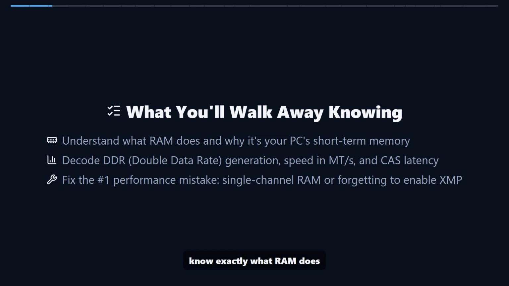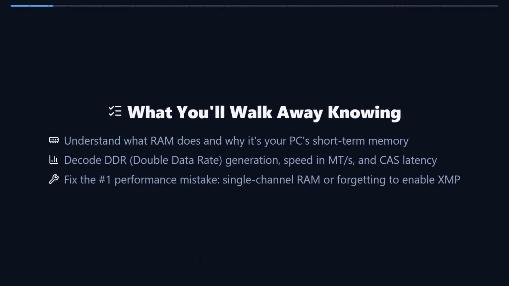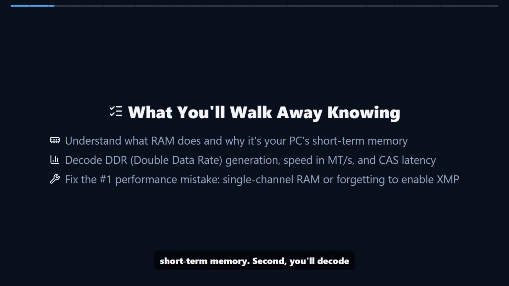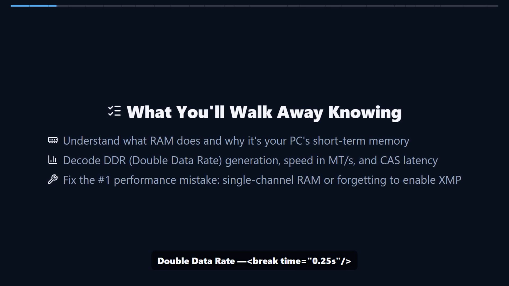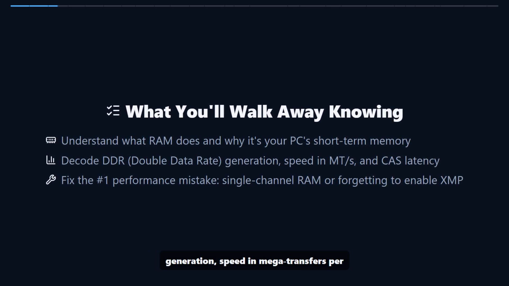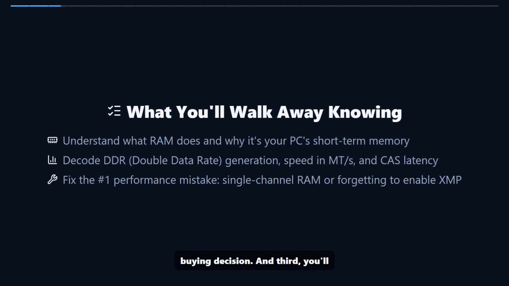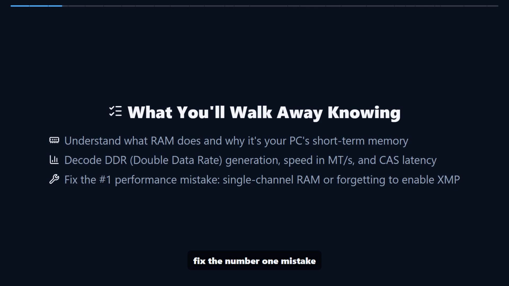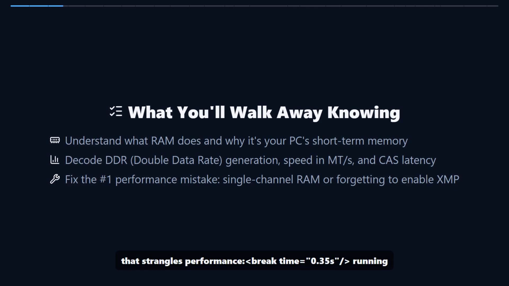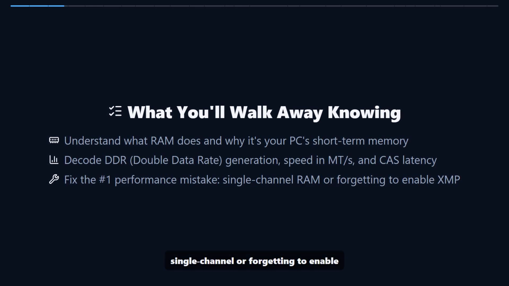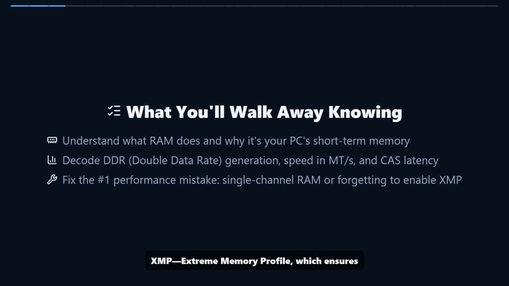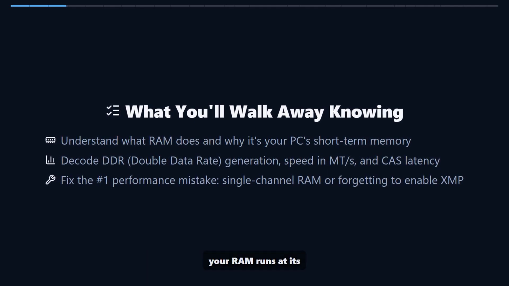First, you'll know exactly what RAM does and why it's your PC's short-term memory. Second, you'll decode specs like DDR, double data rate, generation, speed in megatransfers per second, and CAS latency, so you can make a bulletproof buying decision. And third, you'll fix the #1 mistake that strangles performance: running single channel or forgetting to enable XMP, Extreme Memory Profile, which ensures your RAM runs at its rated performance profile.